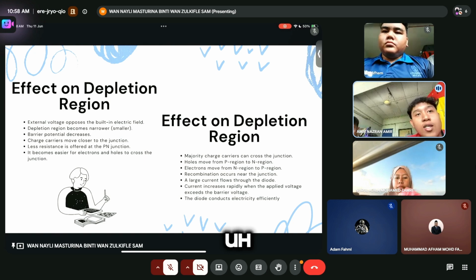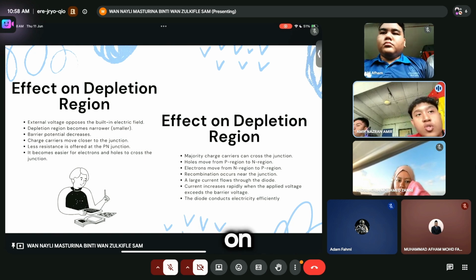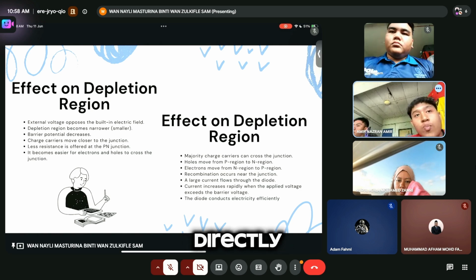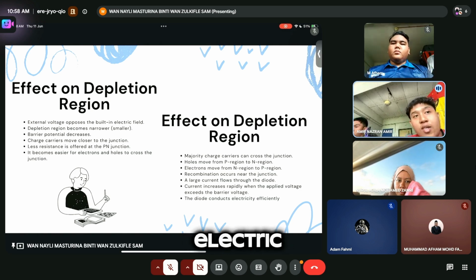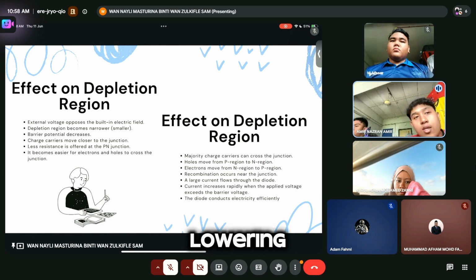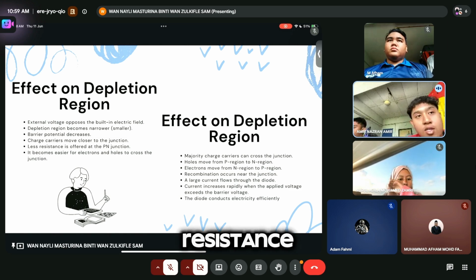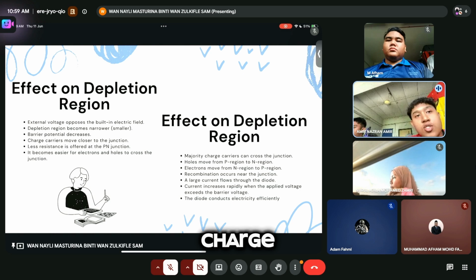So right now we will see what happened internally when we turn this voltage on. The external voltage directly opposes the diode's built-in electric field. As a result, the depletion region becomes narrow and shrinks, lowering the internal barrier potential. Because of this barrier drop, the junction offers very little resistance.